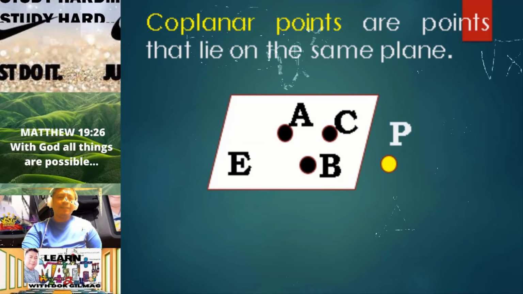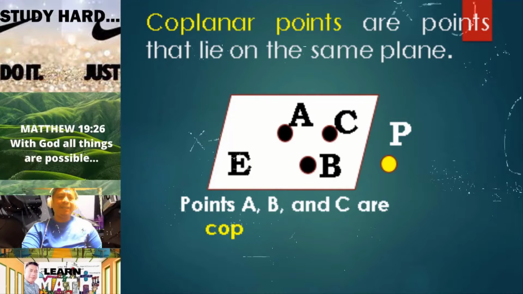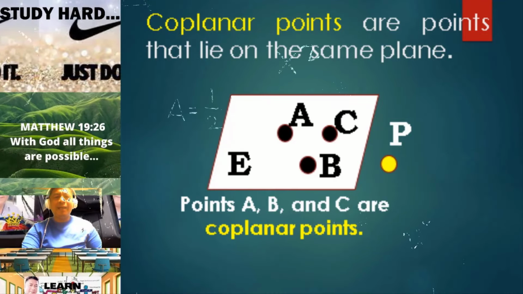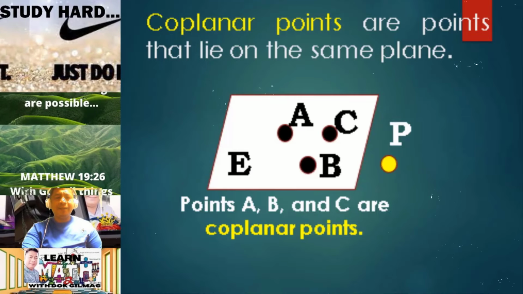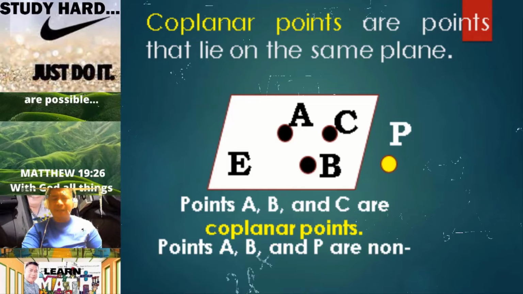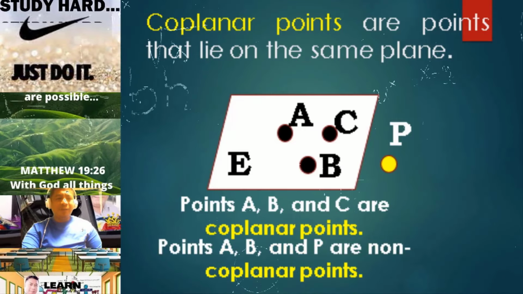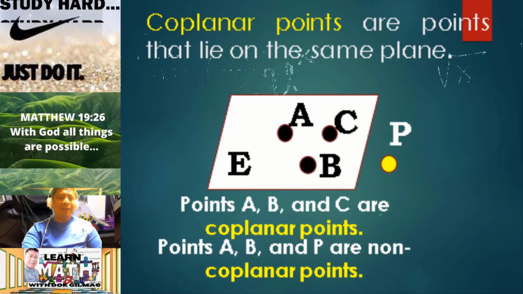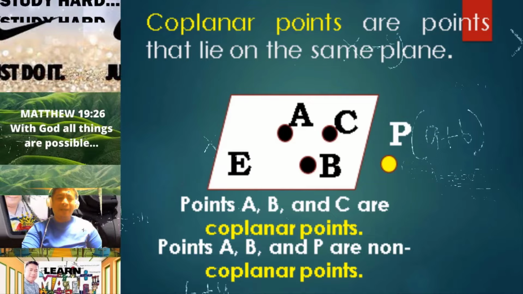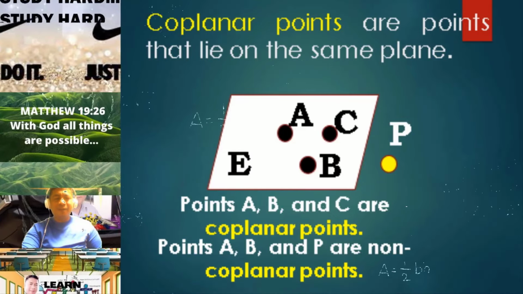Take note, class. Points A, B, and C are coplanar points since they lie on the same plane. While points A, B, and P are non-coplanar points. As you can see, point P does not lie on the same plane as point A and point B. So take note of that.